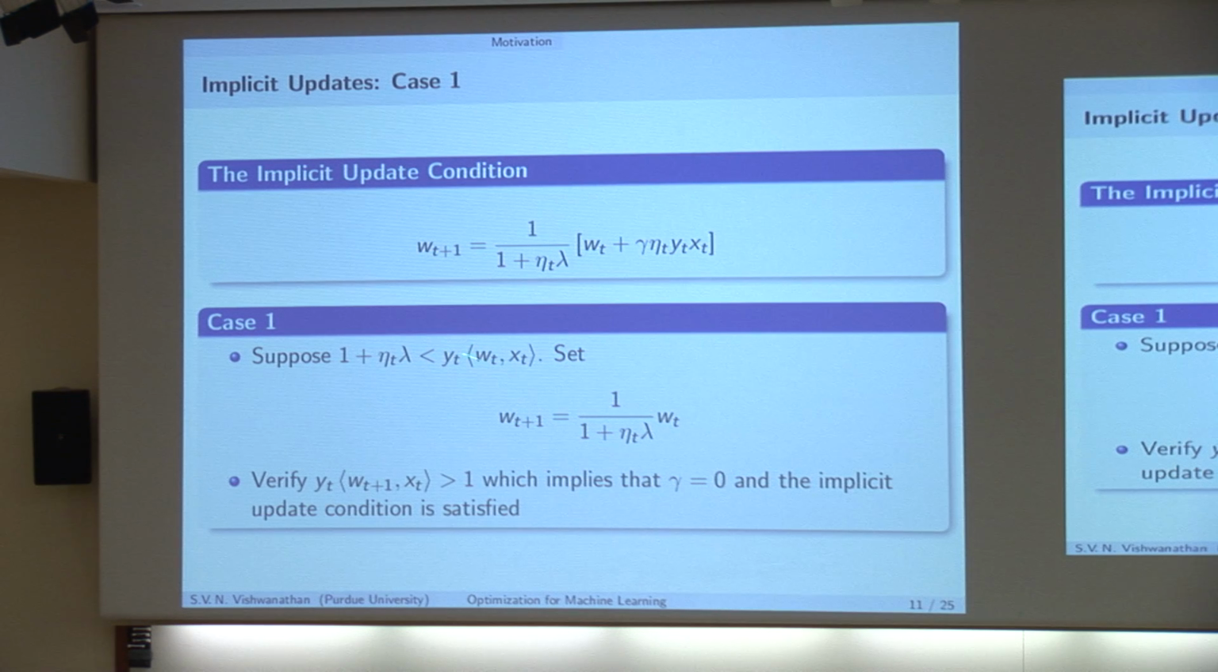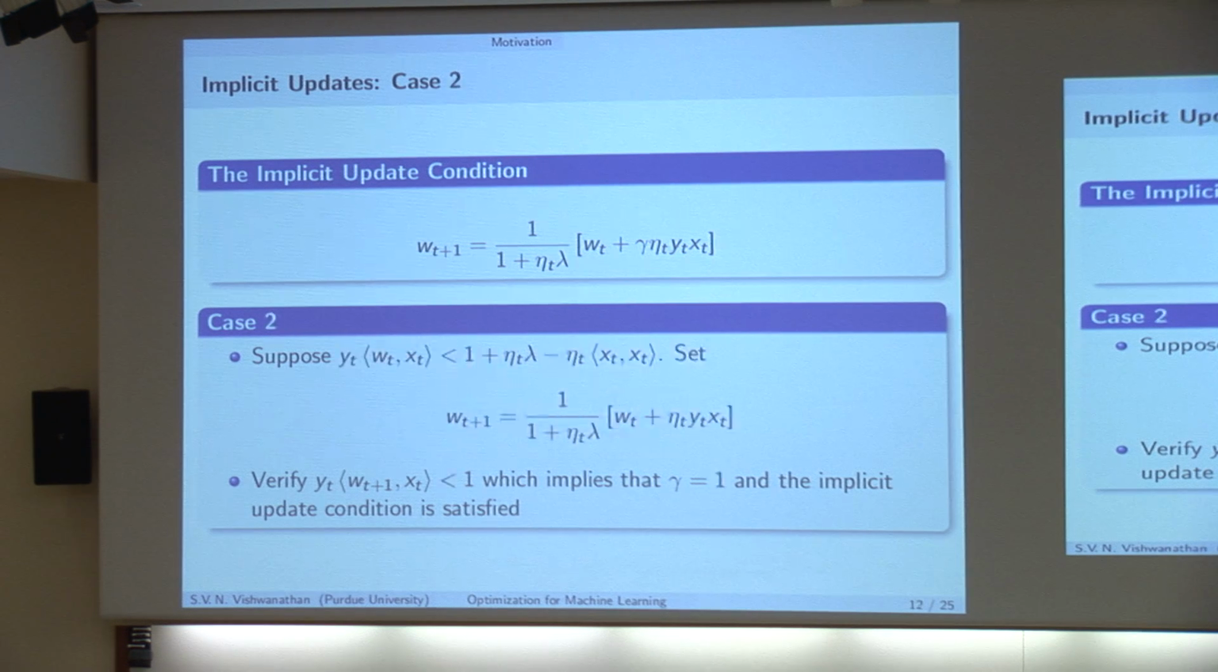Suppose Yt Wt xt is very well classified. If this point is really well classified, just take your weight vector, shrink it by a little bit, and use this. If you set Wt plus 1 to be this value, then Yt times Wt plus 1 xt is strictly larger than 1. You can verify this. That implies that at Wt plus 1, gamma must be equal to 0. If gamma equals 0 and you plug this in here, Wt plus 1 must have been written as 1 over eta t lambda plus Wt, which is what I wrote. So I am forward projecting and telling you the solution. You can do this only for the hinge loss; this is sort of special.